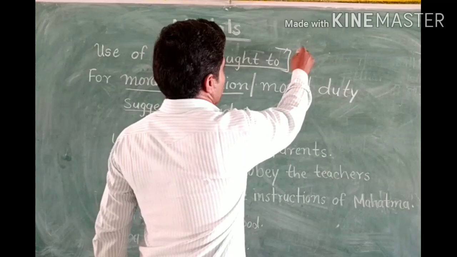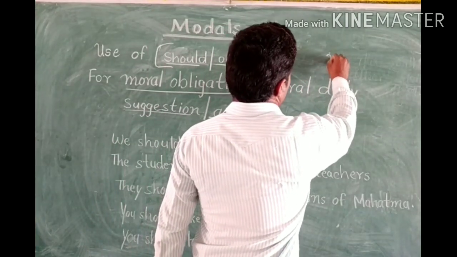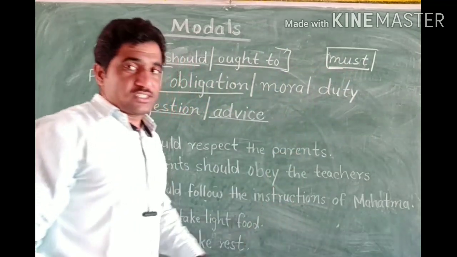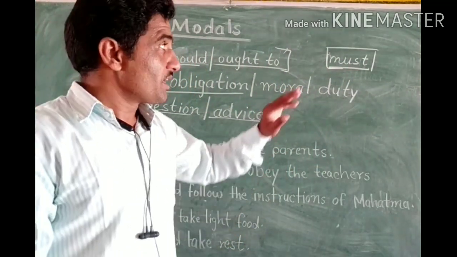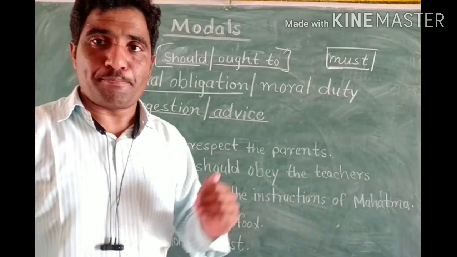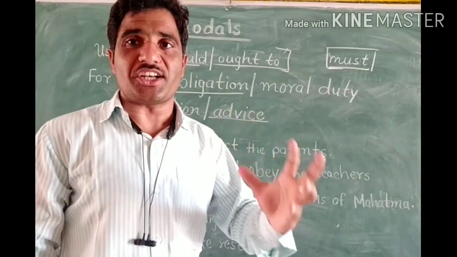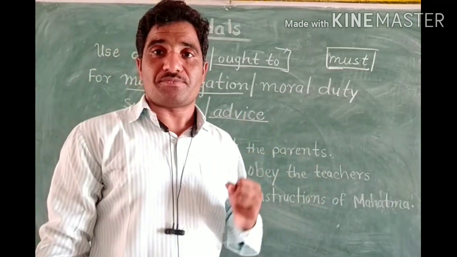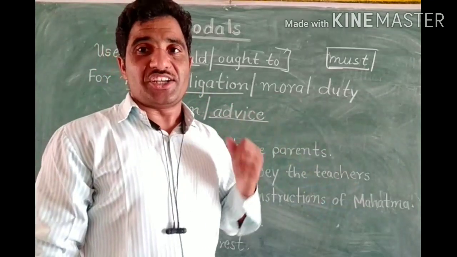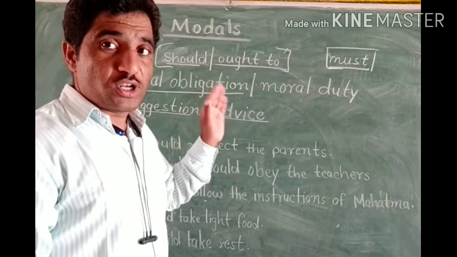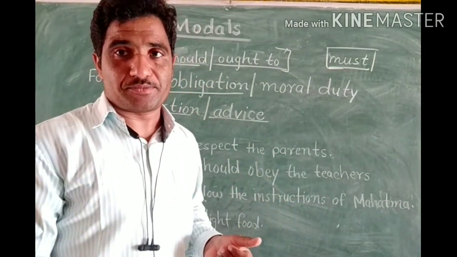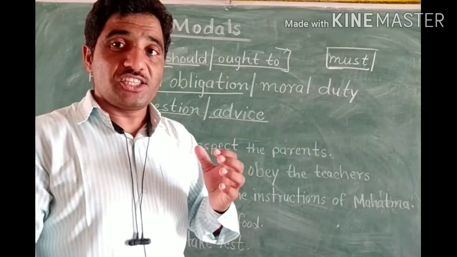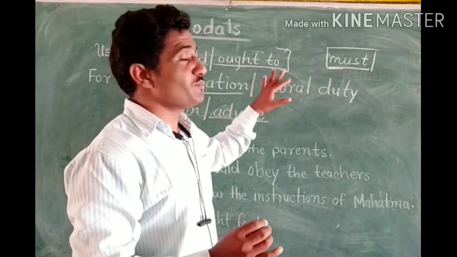Should and ought to are different from must. They are a little bit different. Must shows compulsion, mandatoriness, forcefulness, strictness, essentiality, while the modals should and ought to show softness, kindness, looseness. This is the contrast between should and must.